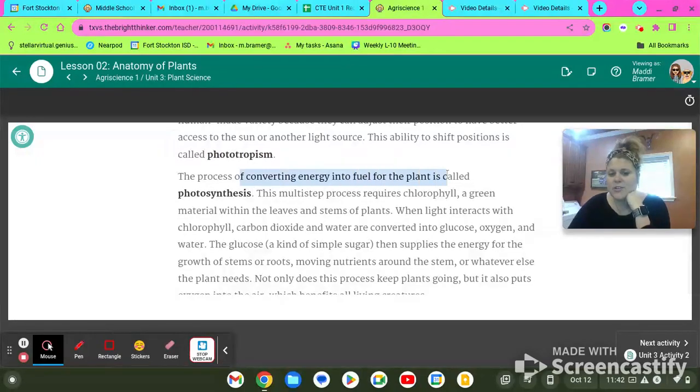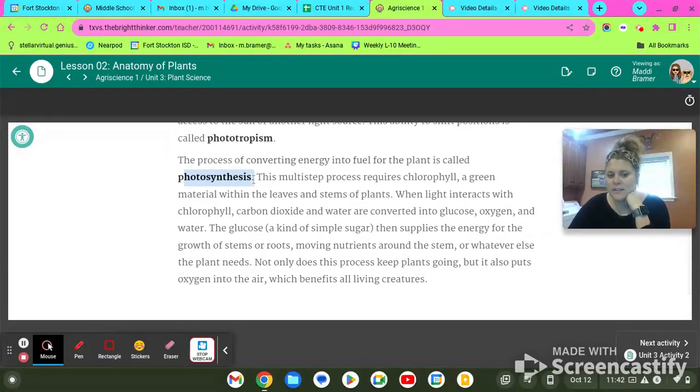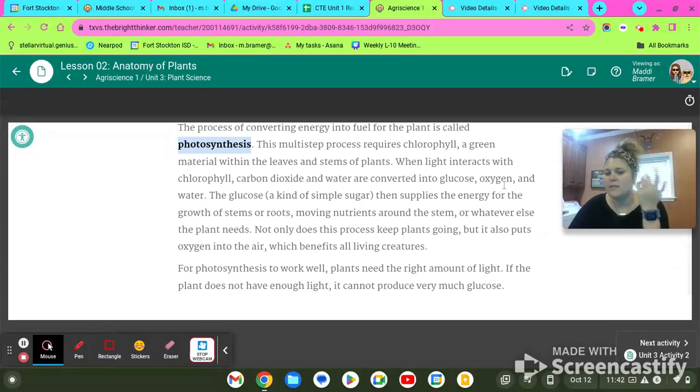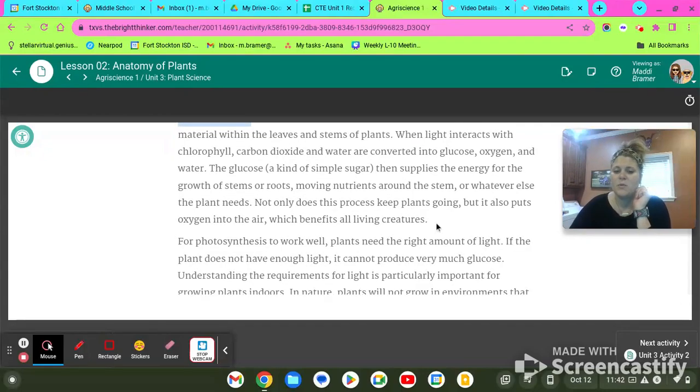The process of converting energy into fuel is photosynthesis. You should know this. Okay, so this is where it involves chlorophyll, which is that green material in the leaves and stems of plants. Light is going to interact with chlorophyll, carbon dioxide, and water, and change it to glucose, which we know as sugar, oxygen, and water. The glucose is going to supply the energy to the roots from the stem. So this is very, very important.